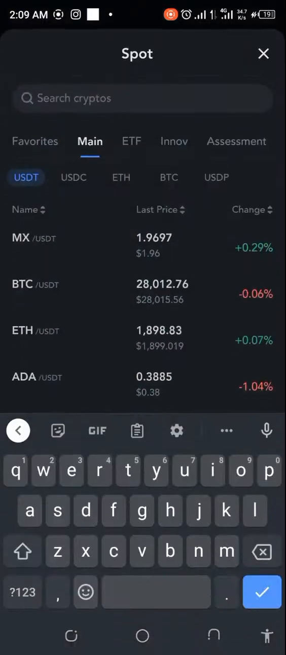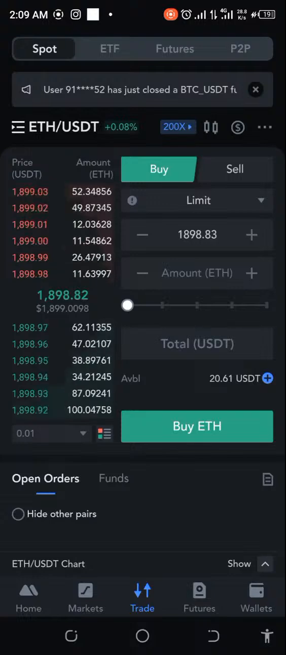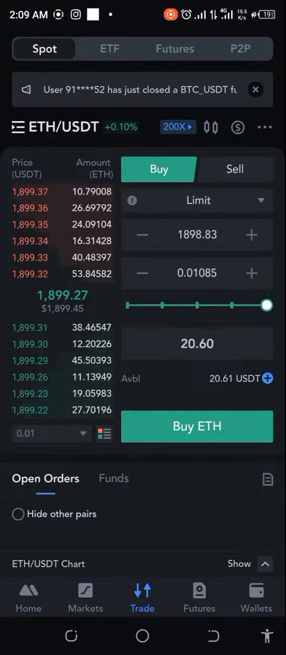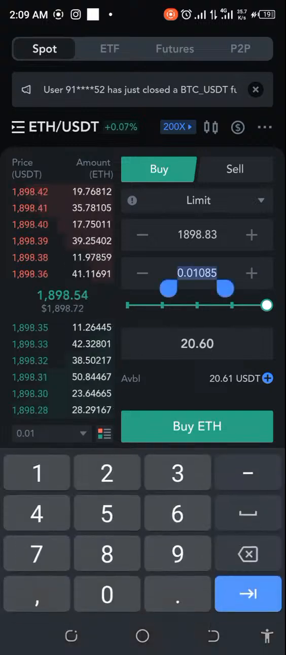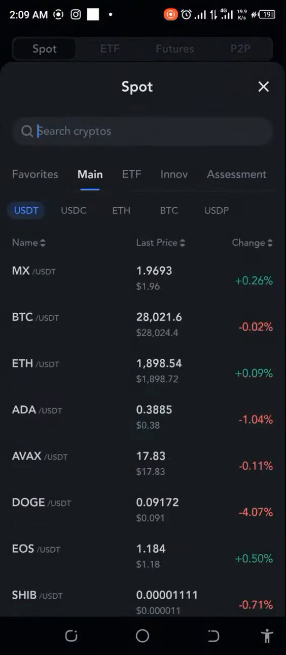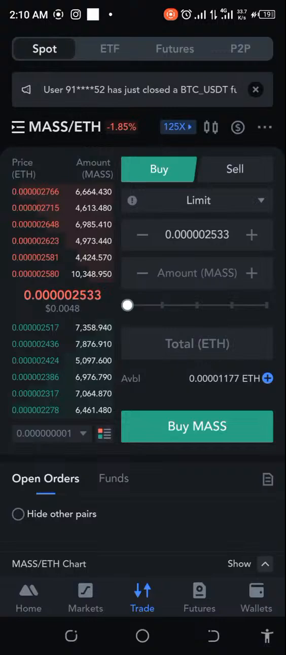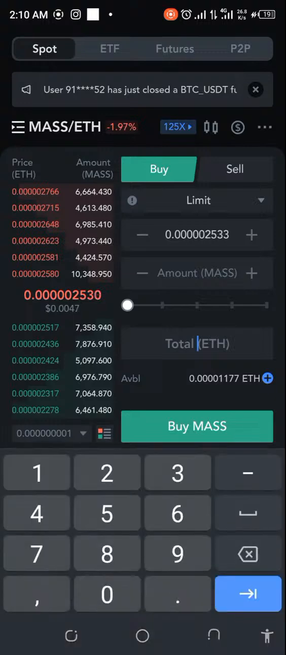Let's go ahead to ETH, and then we'll try to pick up what we have here, like $20.61. So I'm just gonna pick that all up, and then I'm just gonna copy. Oh, it didn't even pick everything up, it just picked up 20.60. That's fine. So let's just copy that, and then go over to MASS/ETH, because ETH happens to be the lower pair. So then we'll go over to just paste this in the ETH segment, and let's see. Let's paste that here.